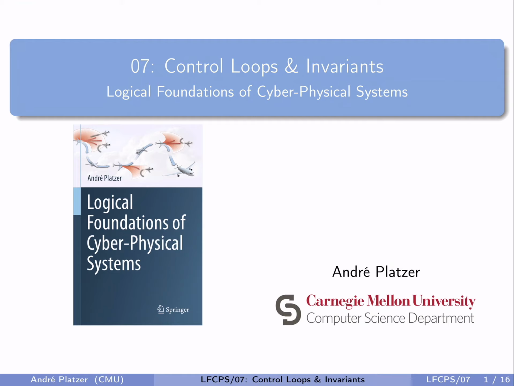Welcome to the 7th chapter on control loops and invariants of the Logical Foundations of Cyber-Physical Systems textbook, in which we will advance the analytical understanding of cyber-physical systems to cover actual control loops. And the point is that our syntax and semantics already included loops, and we made good use of them in modeling purposes, but our analytic understanding hasn't caught up with it yet.